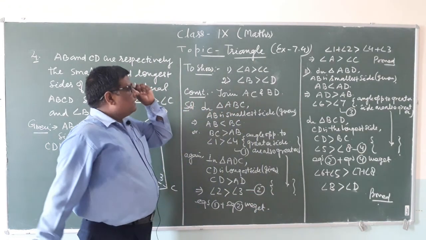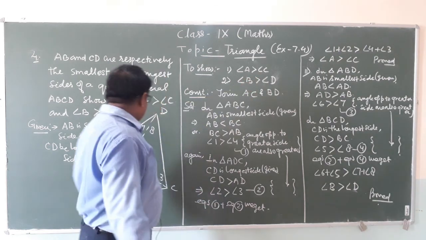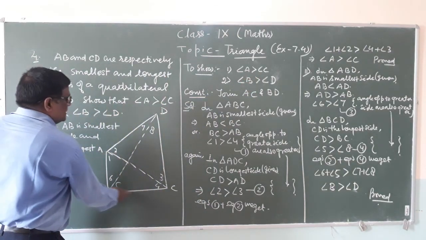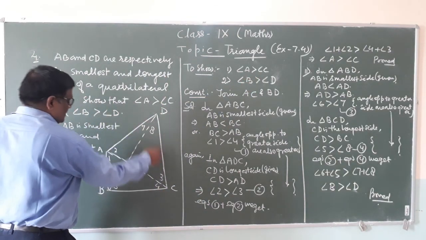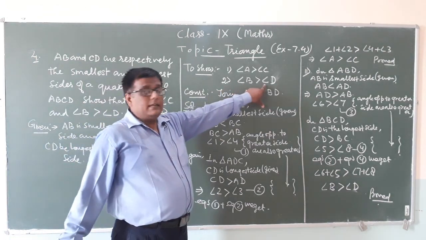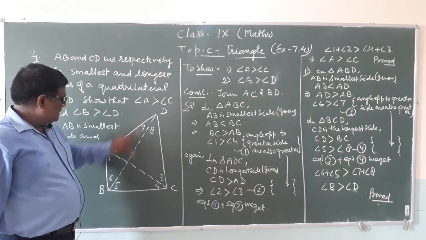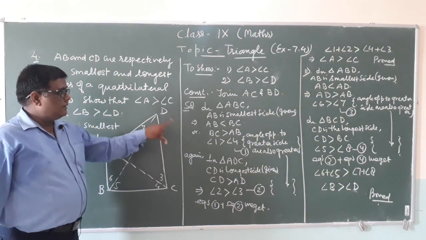So, look here. First, we have to prove angle A is greater than angle C, so we take triangle ABC and triangle ADC. And second, we have to prove angle B is greater than angle D, so we can use triangle ABD and triangle BCD. And this is our proof.